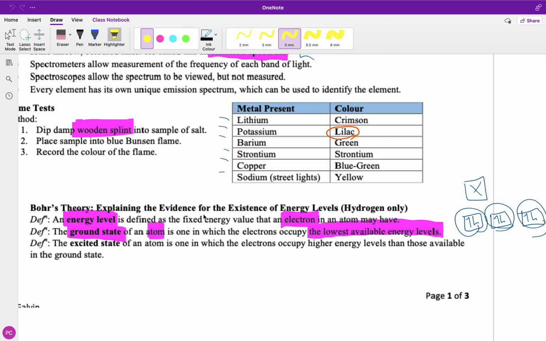When you excite something, there's a great way of exciting something in chemistry. The excited state is where the electrons occupy higher energy levels than those available in its ground state. A great way to excite something is to, well, like we did, set the thing on fire. Hold it over a Bunsen burner and set it on fire. And then the electrons will occupy higher energy levels. It's not going to give us any colour, but they'll jump up to the higher level.